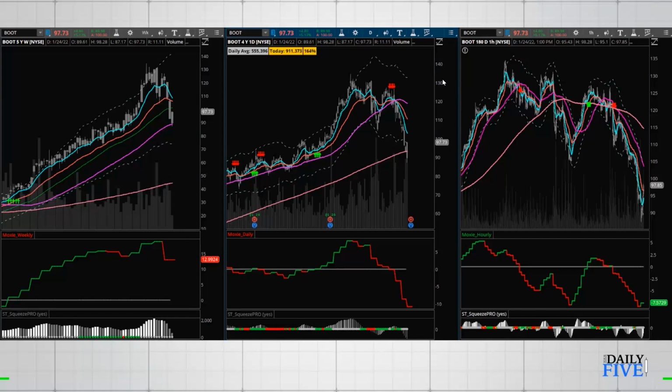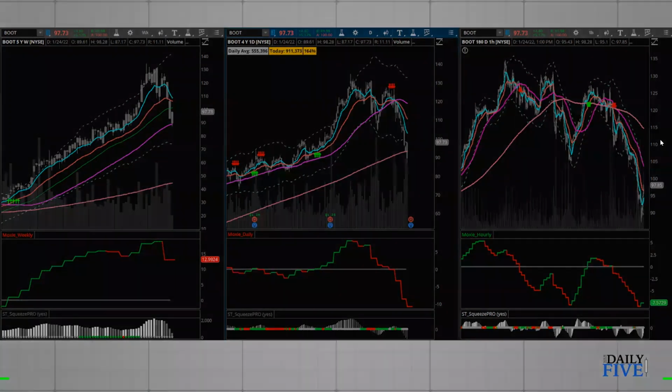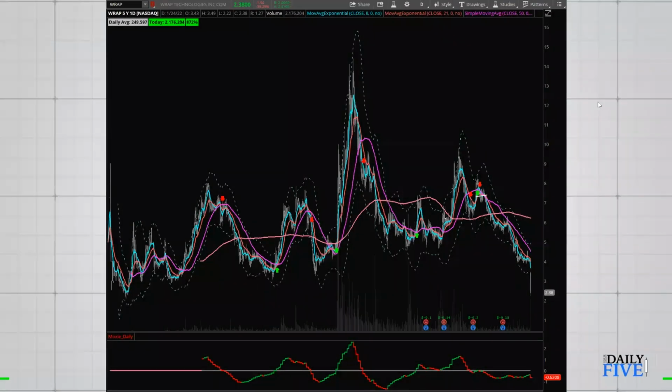So BootBarn, it's probably going to catch some temporary support here at the weekly 50 and the daily 200, maybe a little bit of a bounce, but I wouldn't be surprised if later, sometime in the future, that price rolls over and keeps going down like that. So do be aware of what you're trading out there and see if you can take advantage of any of these things. And then this one, WRAP.